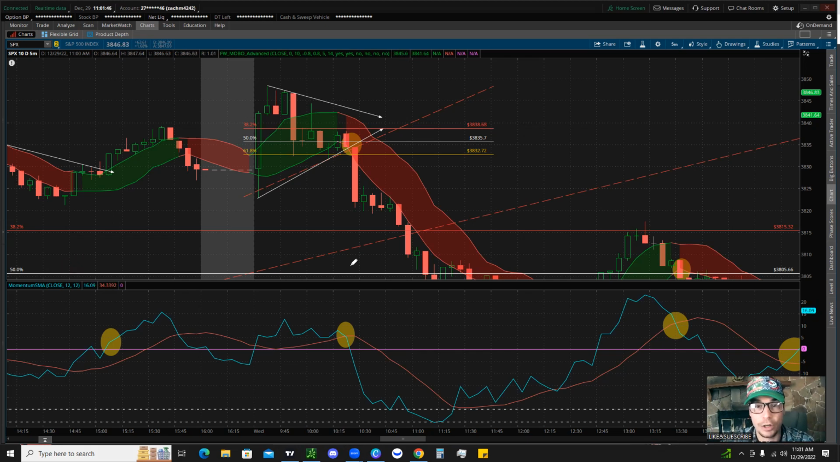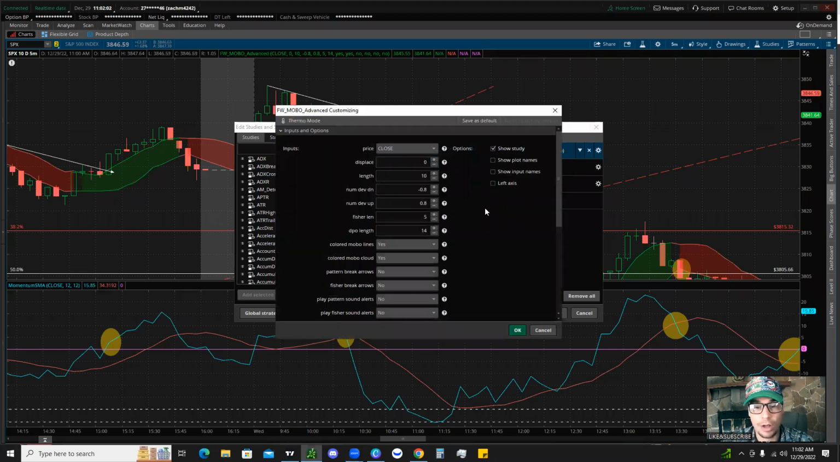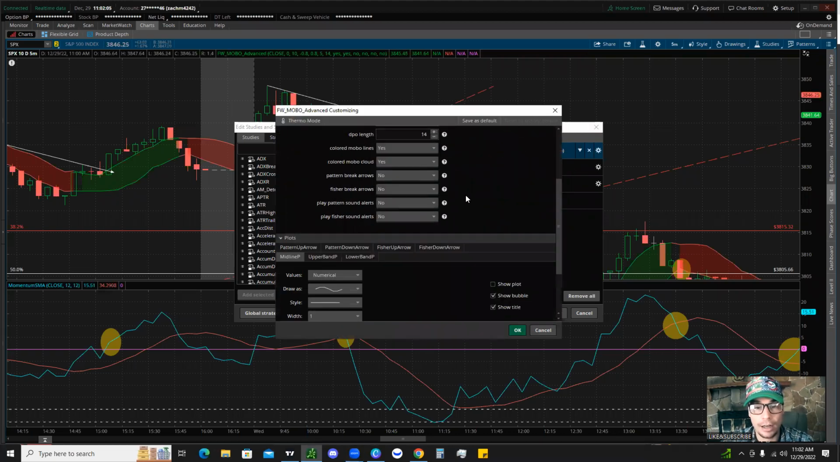So the first thing you want to do is come up here to your studies tab, and you're going to add 2 studies. All right. The first one is going to be the MOBO. If you just type in FW MOBO right here, it'll pull it up, and we'll go to the settings real quick because I have the settings modified just a little bit. And the only thing that I really changed is going to be right here.